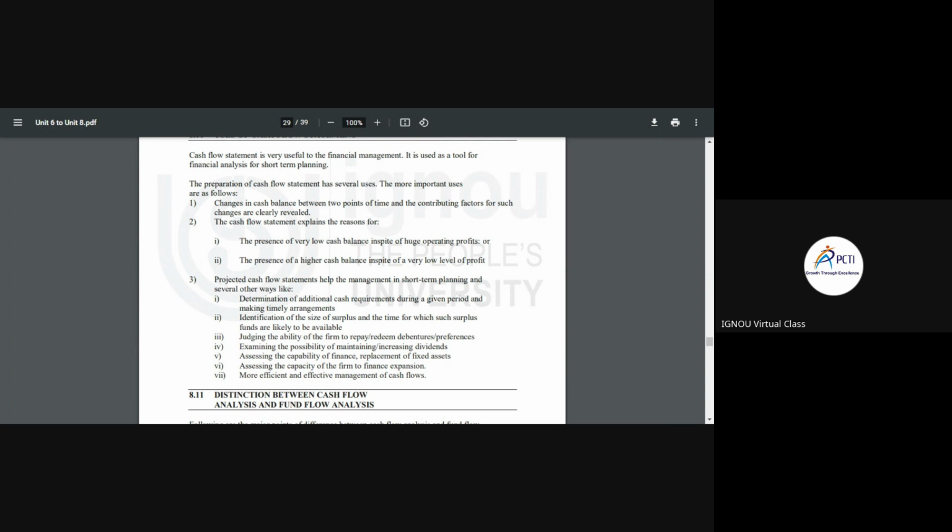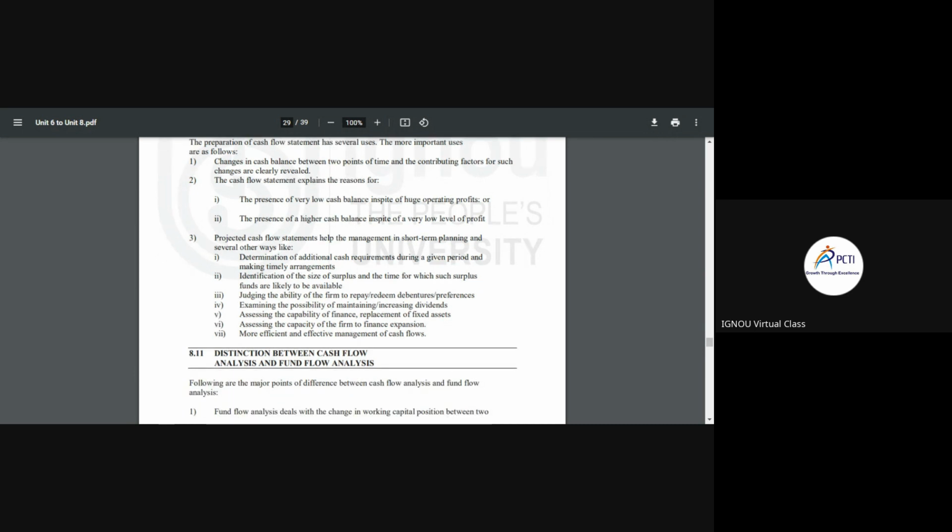Then you have a projected cash flow statement which will help the management in short term planning and several other ways, like determination of additional cash requirements during a given period and making timely arrangement. Then identification of the size of surplus and the time for which such surplus funds are likely to be available. Then judging the ability of the firm to repay, redeem debentures, preferences. Then you need to examine the possibility of maintaining and increasing dividend, assessing the capability of finance replacement of fixed asset, assessing the capacity of the firm to finance expansion. Then it will be a more sufficient and effective management of cash flow.